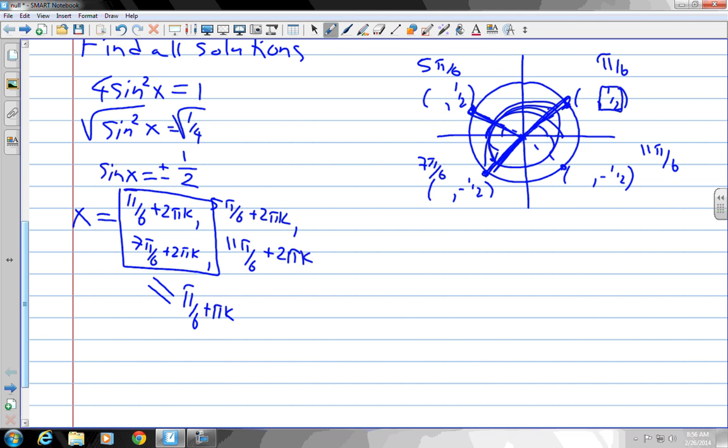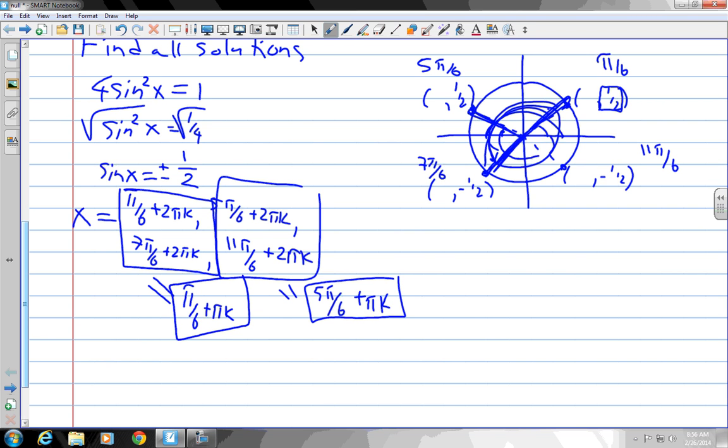Same thing with 5 pi over 6 and 11 pi over 6. The difference between 5 pi and 11 pi is just one single pi. So I can combine these two solutions into just saying 5 pi over 6 plus pi k. So I can make my solution smaller, because there is redundancy in my original statement. How's that?